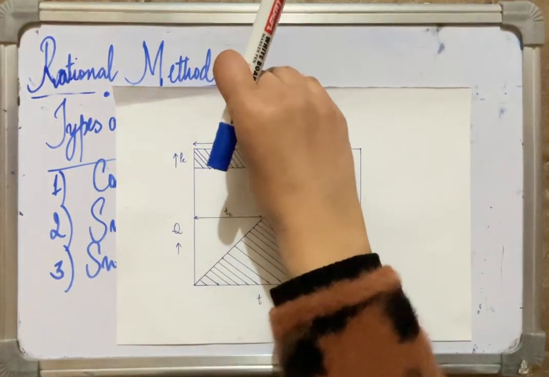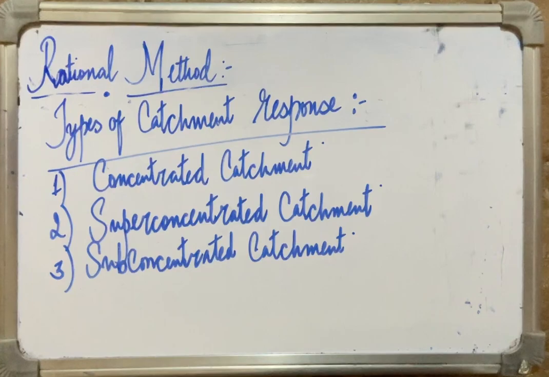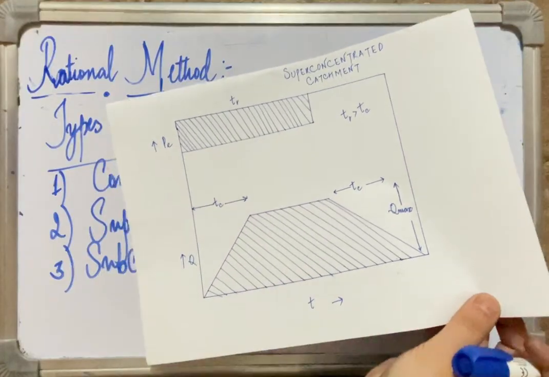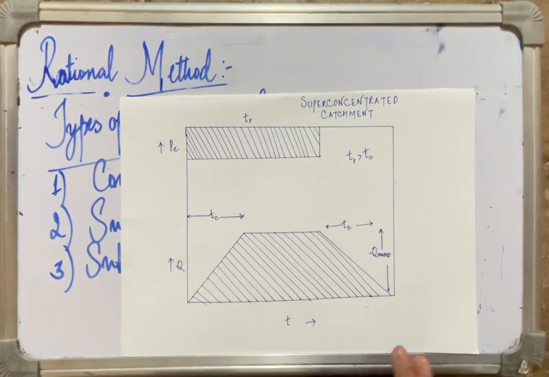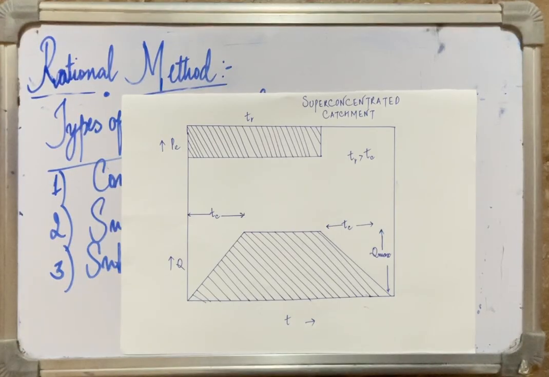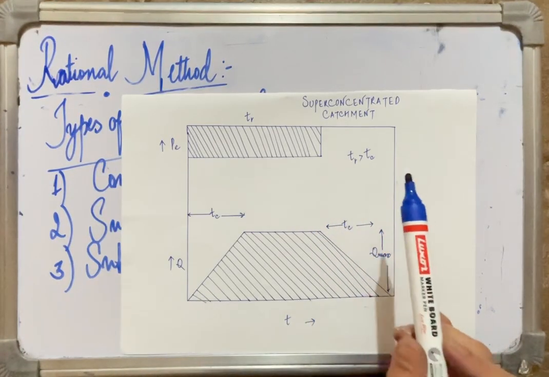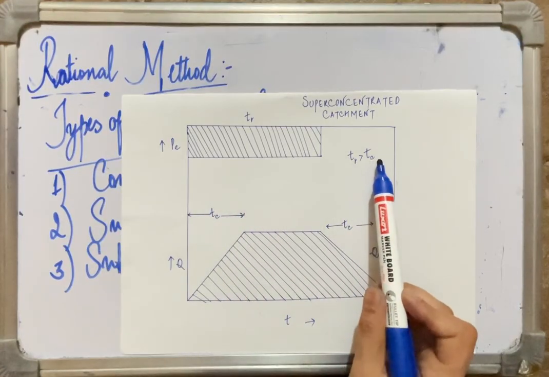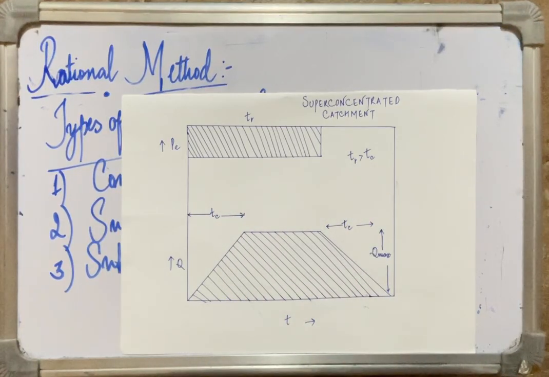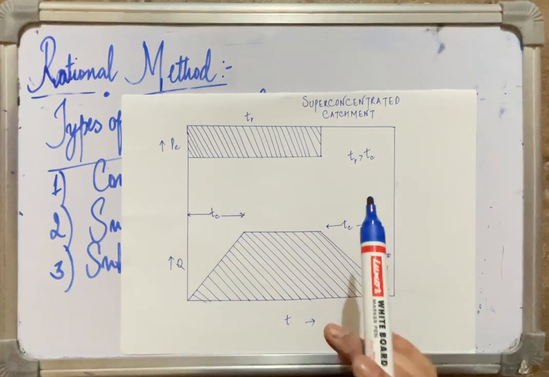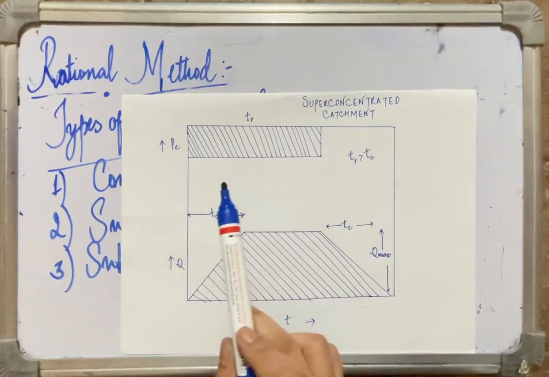All right. The next one is the super concentrated catchment. This is a typical hydrograph for a super concentrated catchment. You can see it here. This type of response occurs when the rainfall duration exceeds the time of concentration. When the rainfall duration in a particular catchment exceeds the time of concentration, we get a response from that catchment which is known as the super concentrated catchment. As already stated, it occurs when the rainfall duration exceeds the time of concentration.